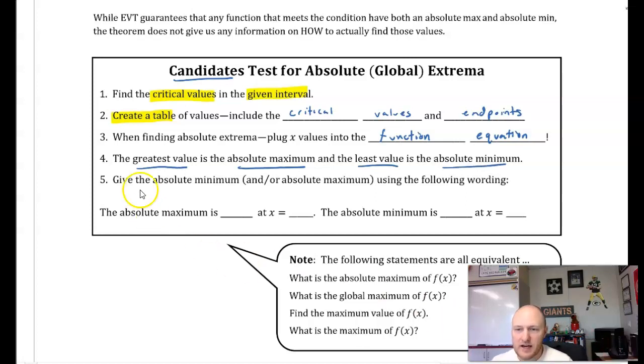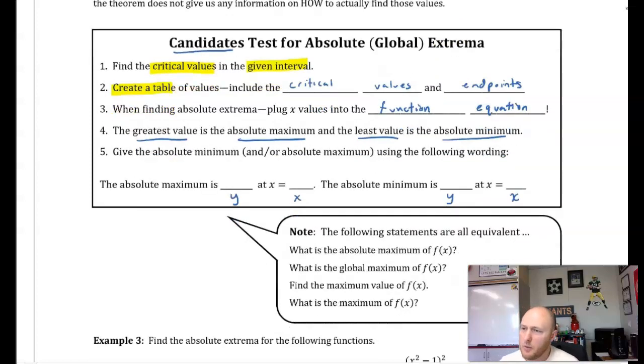Now, you're going to give the absolute minimum or absolute maximum the following wording. We would say the absolute maximum is whatever it is at x equals whatever that x value is. This is your y value or your output, and this is whatever your x value is. The same thing here, right? So the absolute minimum is whatever that minimum value is at x equals whatever that x value is.